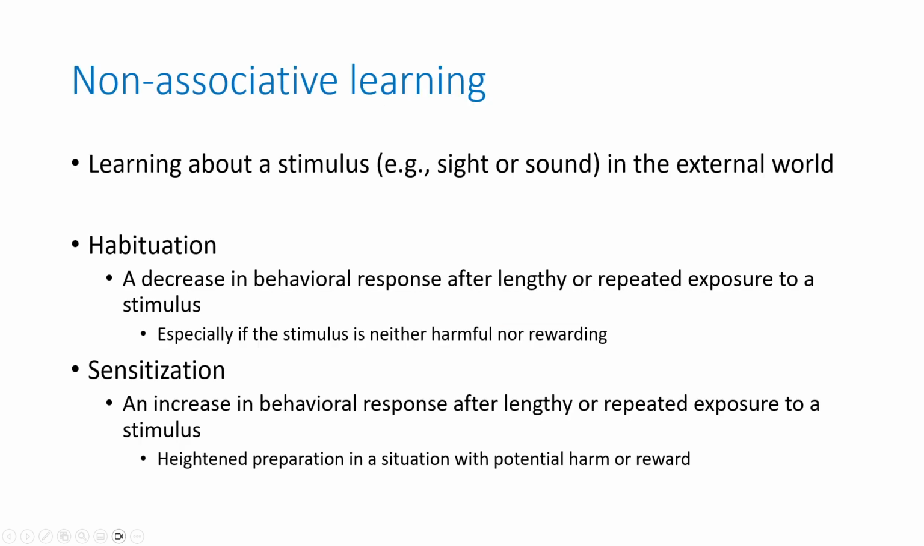So, first of all, let's talk about non associative learning. This is the most basic form of learning. This is adjusting how we respond to stimuli. So, one type of non associative learning is habituation. This is where we have a decrease in behavioral response after lengthy or repeated exposure to a stimulus. And this typically happens when we've established that stimulus doesn't have any kind of relevance to it. It's neither harmful or rewarding.